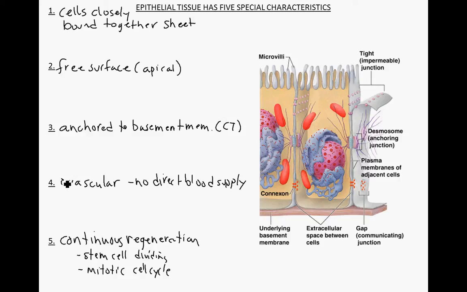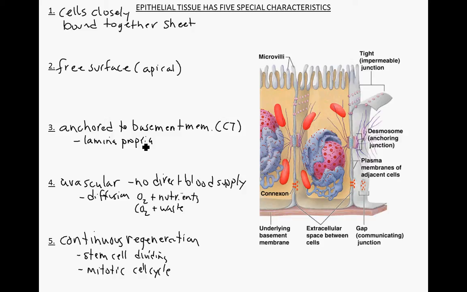Avascular, no direct blood supply. You have to rely on diffusion across a relatively far distance for oxygen and nutrients and for CO2 loss and other waste products to be removed. Back up here, something about this anchoring to the basement membrane. That basement membrane is also sometimes referred to, again, as the lamina propria. And again, it is just connective tissue. It's not on the free side of it.